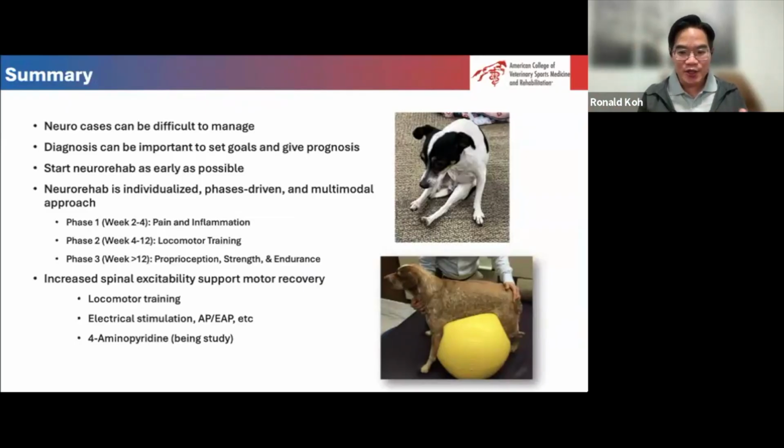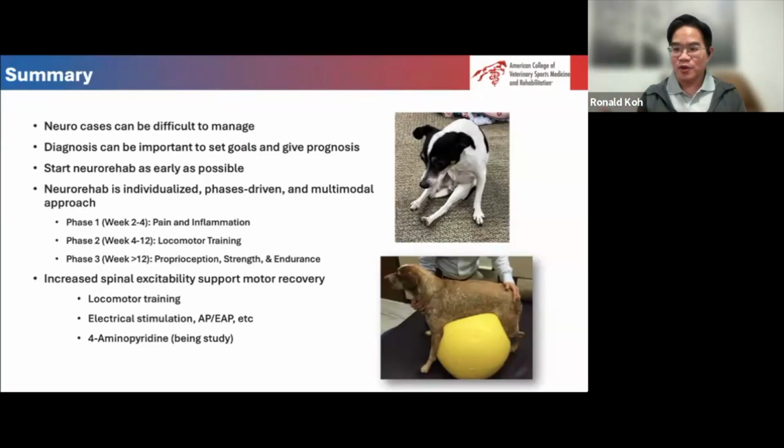Recovery is rarely linear, and the progress varies widely depending on the lesion severity, how chronic it is, and the patient factors. So that's why you always have to be creative and have an individualized plan for your patients. There's really no one size fits all when it comes to neurological cases. A clear diagnosis is always important because it helps us to set realistic goals, communicate the prognosis, and also design the right kind of rehab plan for our patients.